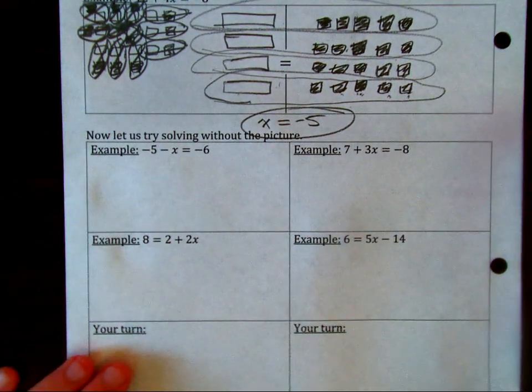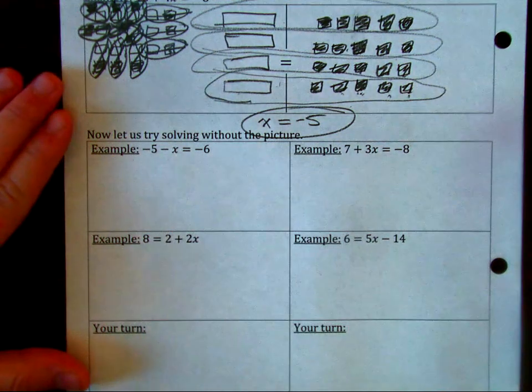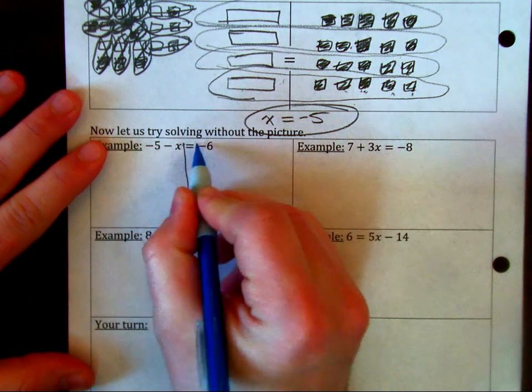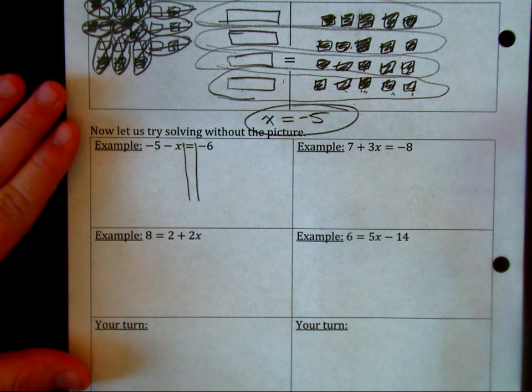So how would you guys normally solve this? Well, same idea. We can draw those railroad tracks. We're just trying to split our equation into 2 equal expressions. So we're saying, okay, on the left side I have negative 5 minus x, and on the right side I have negative 6. So I'm trying to get that x by itself.